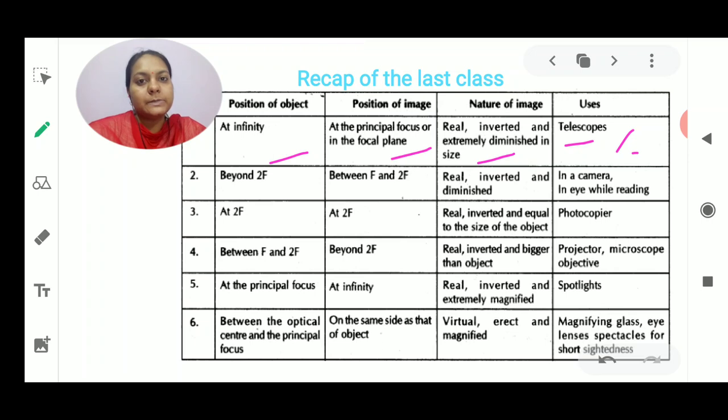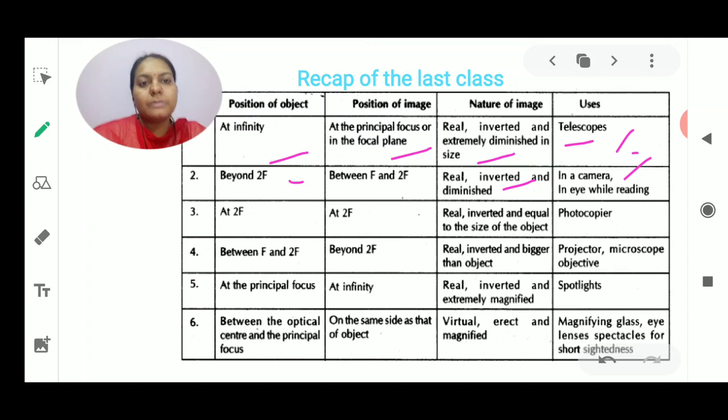Next, if the object is placed beyond 2f, then a real, inverted and diminished image is obtained, which is useful in the camera and even the eye while reading. In the eye there is also a convex lens, which helps in the visibility of the things in the surroundings.